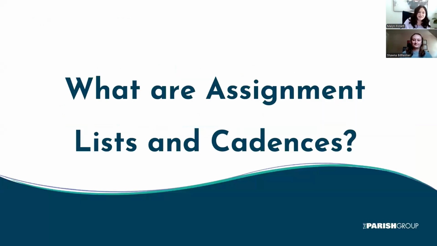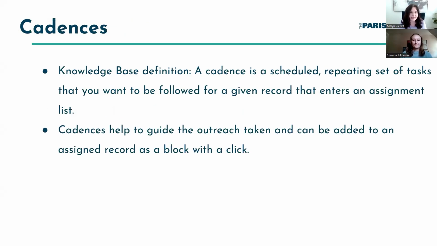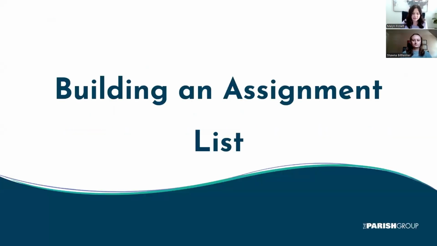Awesome. Thank you, Shawna. So what are assignment lists and cadences within Slate? The knowledge base defines an assignment list as an interactive, open-ended, AI-enabled visualizer for an assigned population. These are a great way to help prioritize outreach to students and donors. A cadence is a scheduled, repeating set of tasks that you want to be followed for a given record. A cadence helps to guide the outreach taken and can be added to an assigned record as a block with a single click. So let's talk about how we build an assignment list.